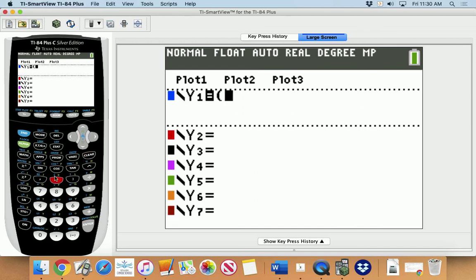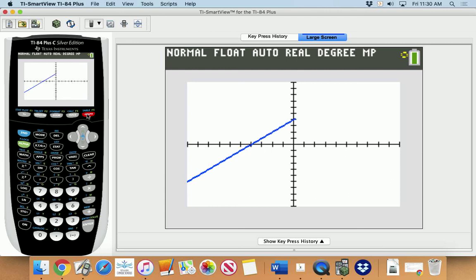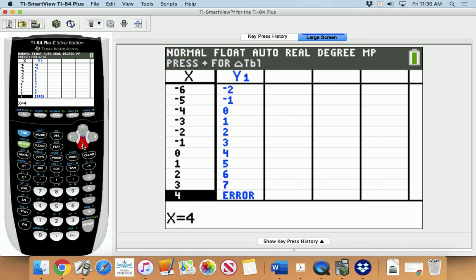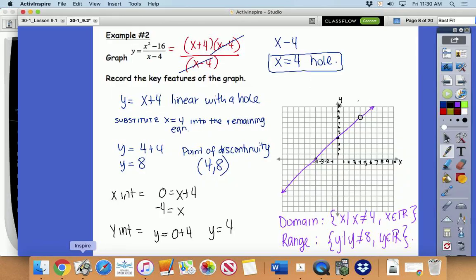So if I'm graphing x squared minus 16 divided by x minus 4, I'm going to graph it. Now, as you can see, it looks linear, but looks can be deceiving because if I look at the table of values, I'm going to notice that if I scroll down to x equals 4, you can see that there's an error because there is no point there. But after that, it continues like normal. So we have to be careful that we look for these holes and include them in our descriptions. Otherwise, it's not fully correct.